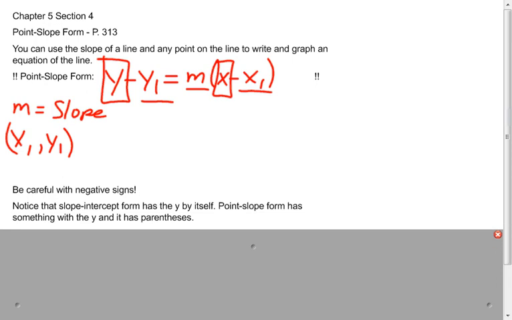Notice, if you compare this equation with the one from section 3, slope-intercept form always has the y by itself. It was y equals and then a whole bunch of stuff. Point-slope form has something with the y. It's y minus y1, or y minus a number of some sort. And it has parentheses in it. This is the only equation that we're going to use in this chapter that has parentheses in it. So that's another way that you can tell that it's point-slope form.